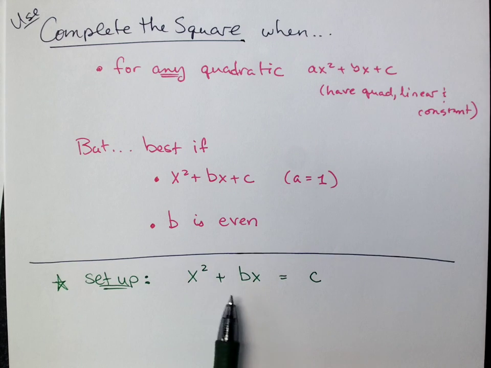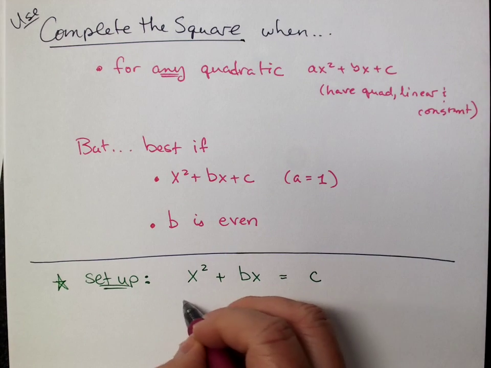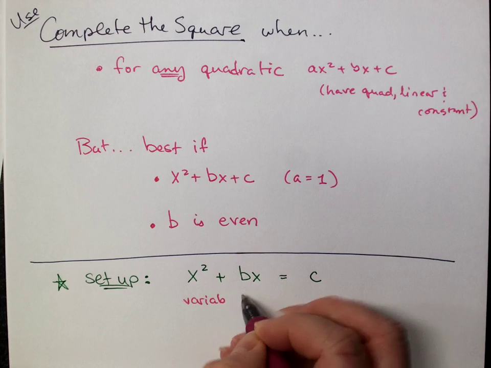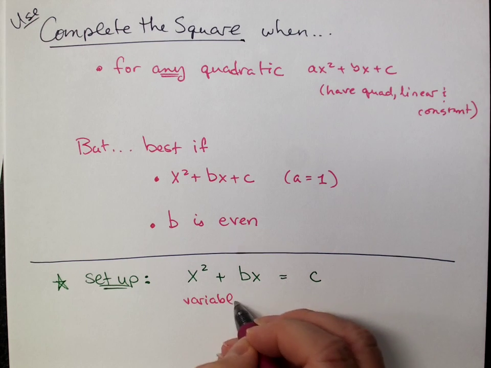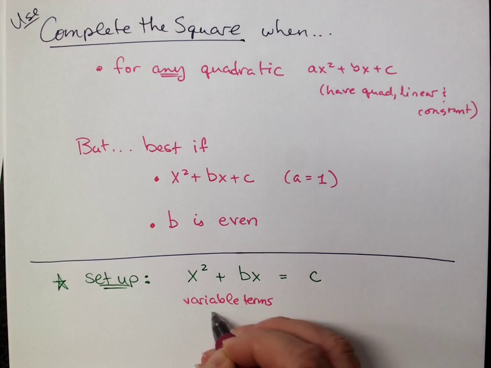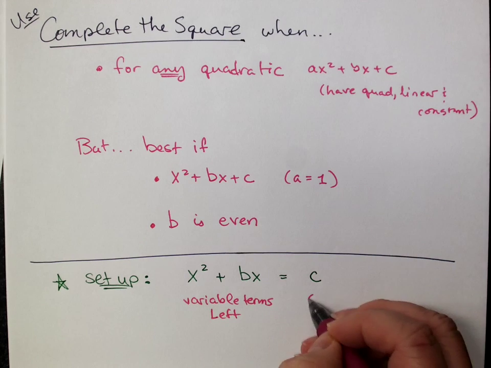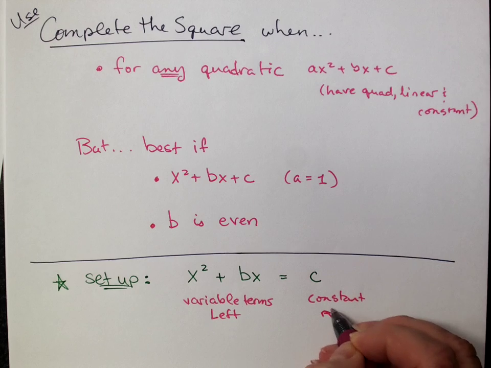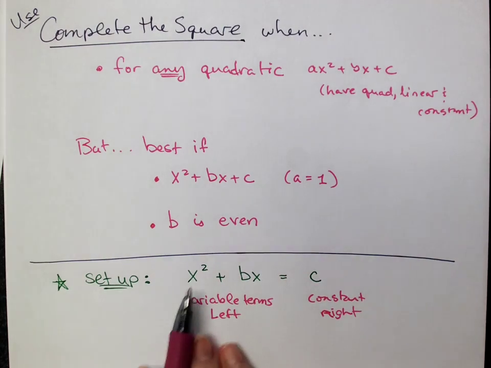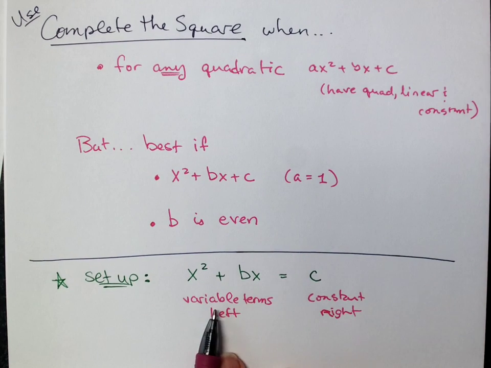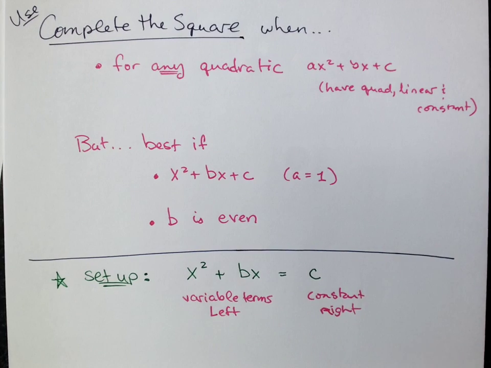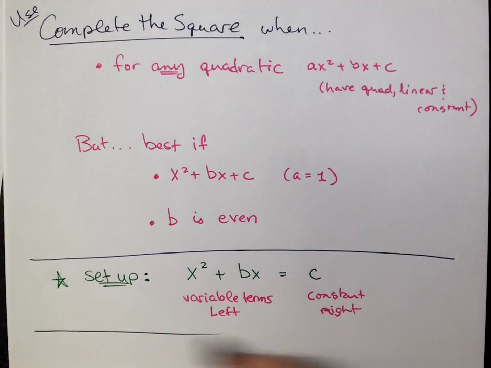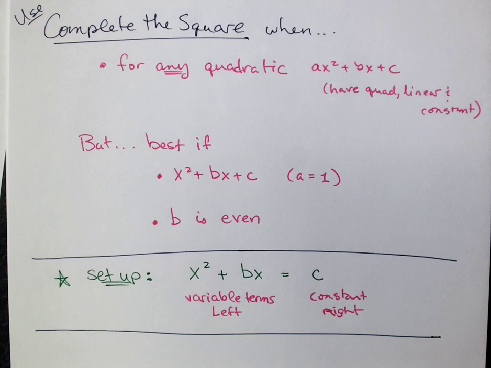Completing the square requires that your variable terms are on the left, both variable terms, because you have not only a quadratic but also a linear term. So your variable terms are on the left and your constant on the right. Constant still on the right, but instead of just a quadratic on the left, you have a quadratic and a linear. Okay? So variable terms on the left, constant on the right.